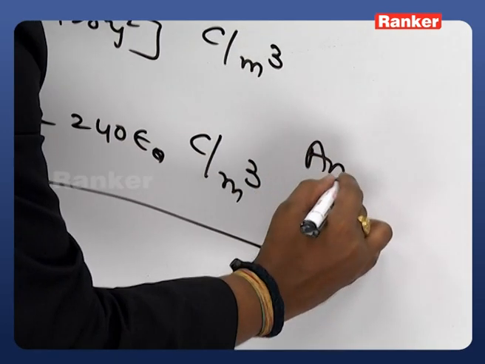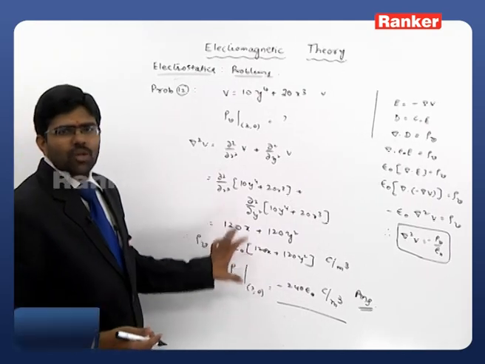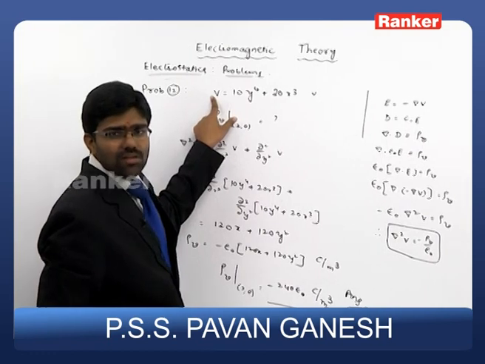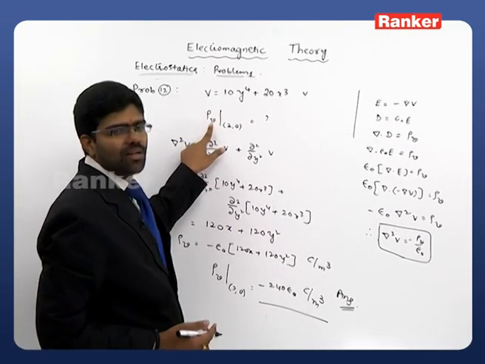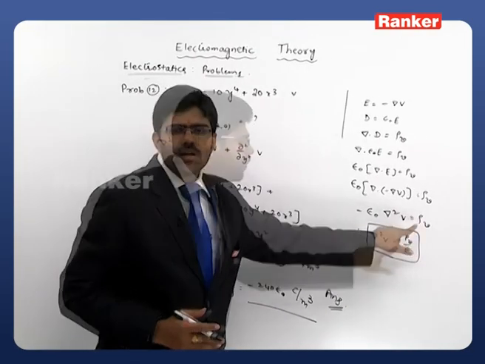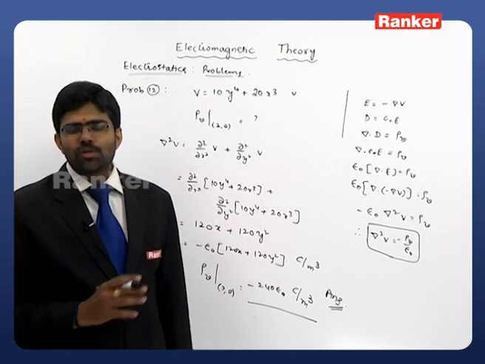This is our answer. So just simply what we have to do is correlate the given data. Potential is given to us. Using that potential we are supposed to calculate the volume charge density. So the volume charge density and the potential are related with this particular expression. So this is a very simple solution for our problem.